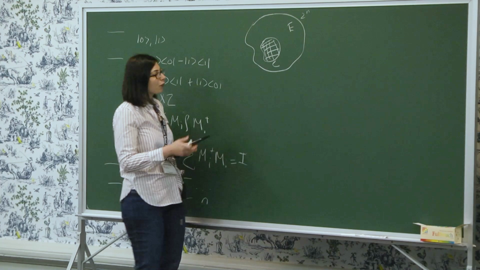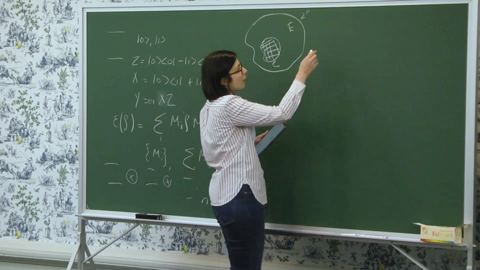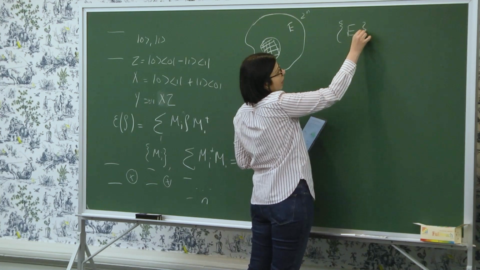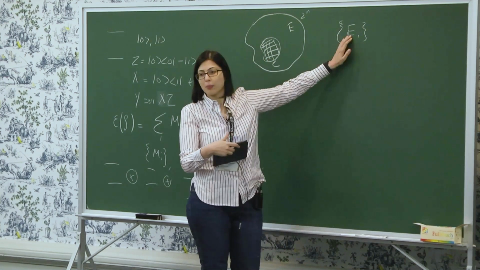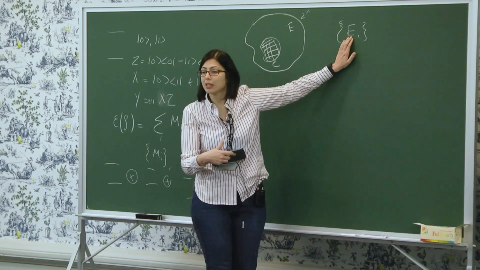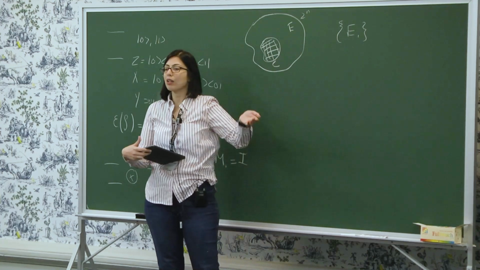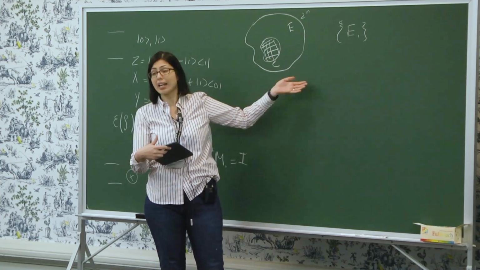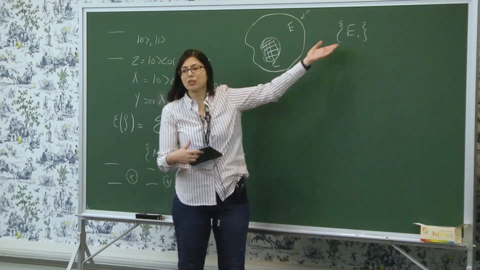And suppose I give you a set of errors, E_i. So E_i are the Kraus operators corresponding to some errors that are happening. Steve gave an example of Pauli errors, so these Kraus operators are like identity, X, Y, or Z. But in general, this can be anything.